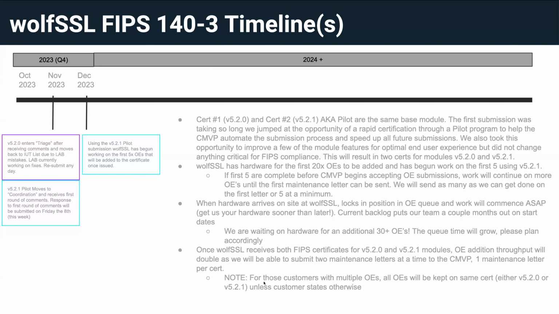And we have discussed internally for those customers of ours that are adding multiple OEs. Let's say a customer adds an OE now in February of 2024, and then they want to add another one a year later. We will make a conscious effort to make sure those customers' OEs end up on the same cert, since we have two of them, unless the customer says, you know, it's okay, we don't care if one goes on one cert and one on the other.